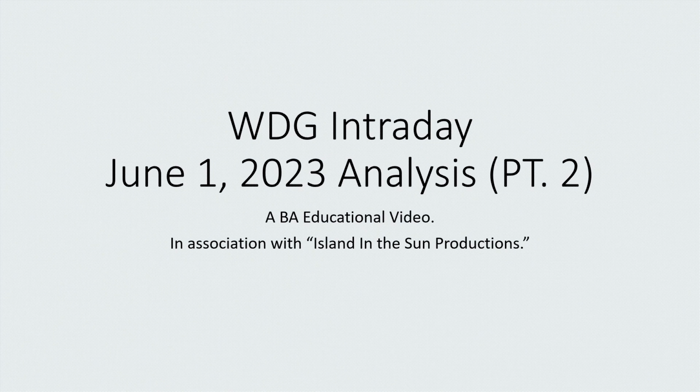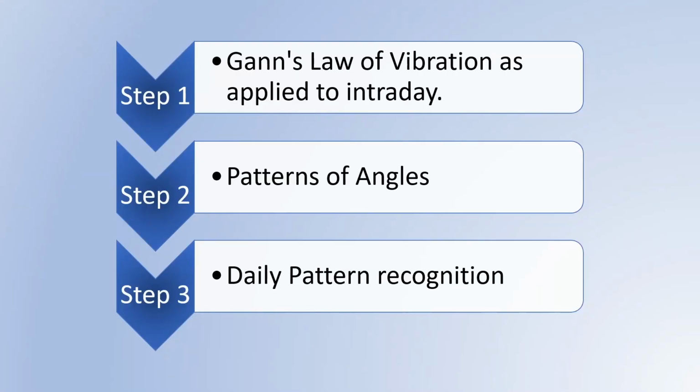Hey, this is BA, and we're doing part 2 of WD Gann intraday analysis. We did the original analysis on June 1 of 2023. There's 3 main elements that are needed. Step 1, law of vibration, and Gann teaches that in the tunnel book. For the intraday component, there are several items in his tunnel book. One that is extremely important and relates directly to intraday is Sunday. So you would want to go in there and study around the word Sunday.